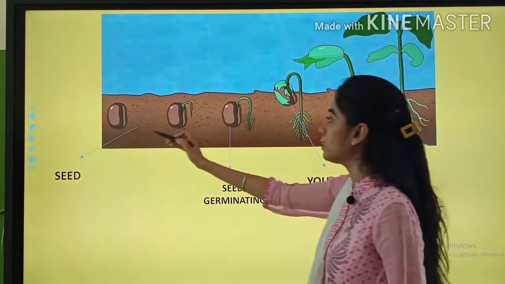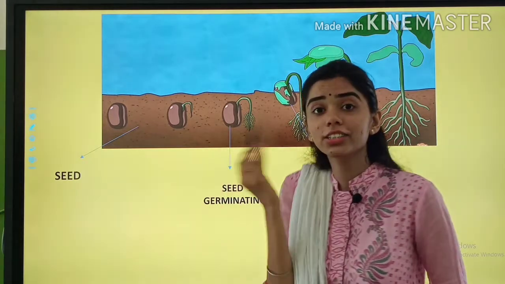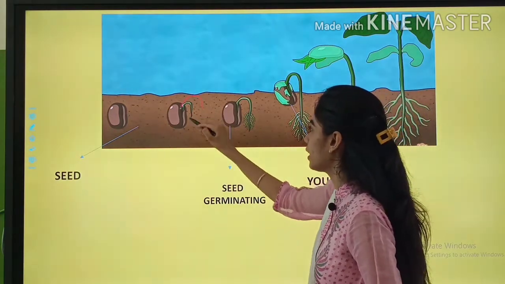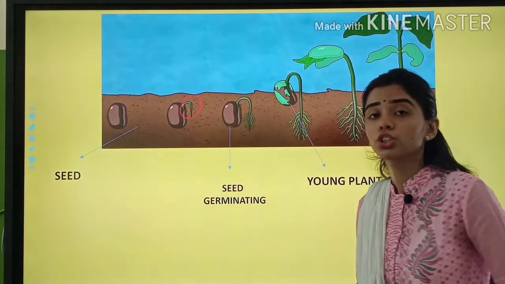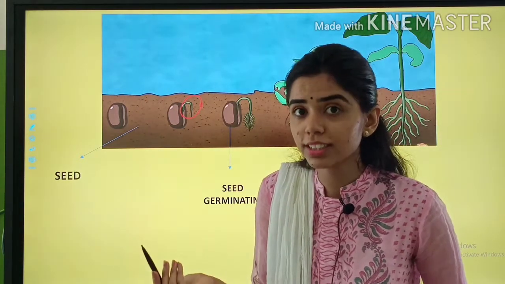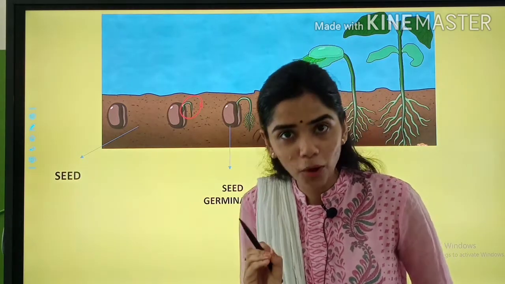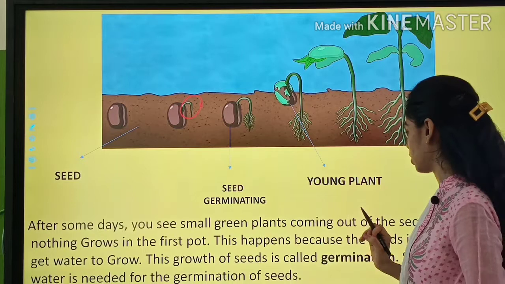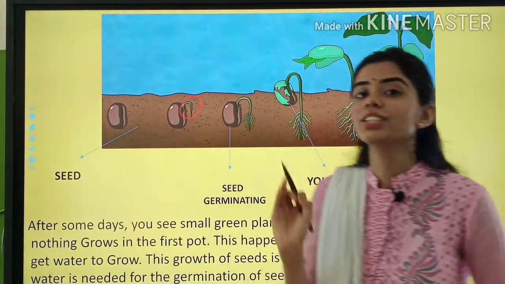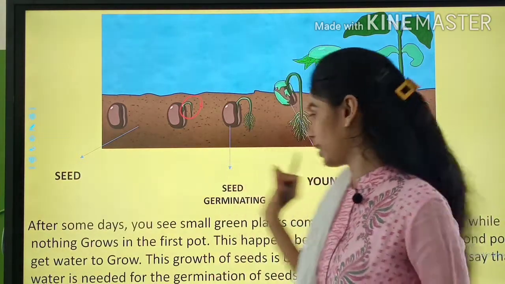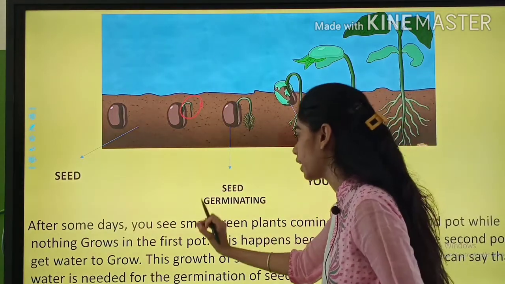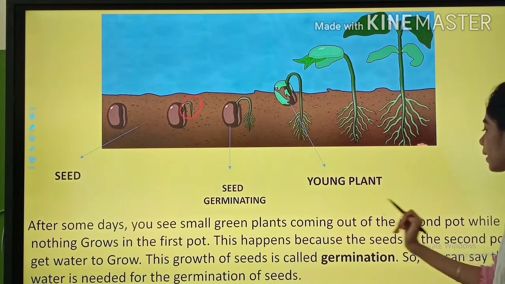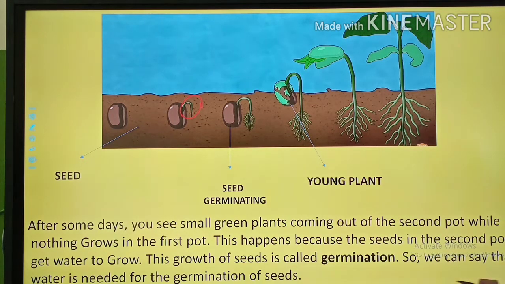See, what happened? The seeds started growing up. From this, you can see, it is growing. So what is this process known as? This process is known as seeds germination. What is it known as? Seeds germination. After some days, you see small green plants coming out of the second pot.